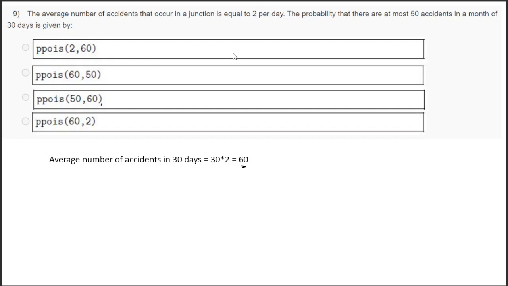Lower tail is TRUE by default. Here also they are asking for at most, which means less than that, so we need not specify it explicitly. By default it takes the lower tail as TRUE, so it will return the correct answer. The correct answer here is ppois, the cumulative distribution from 50 at a rate of 60.